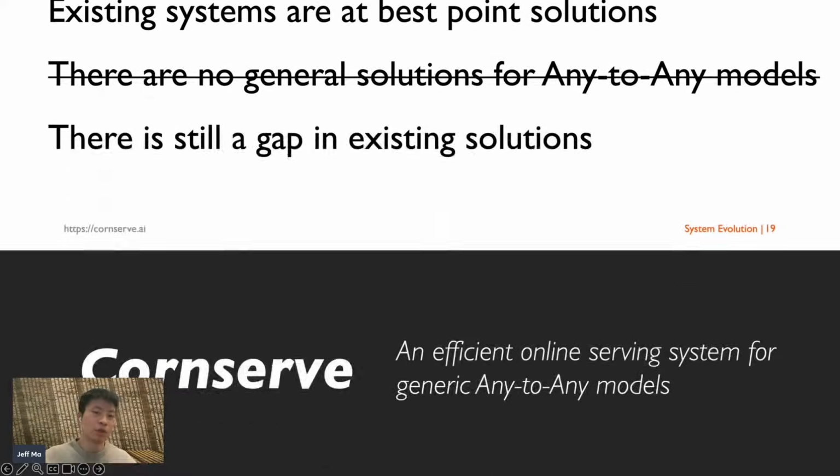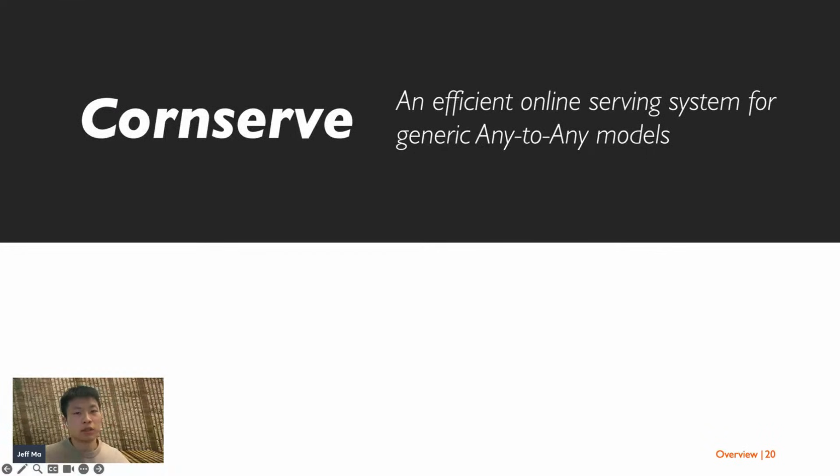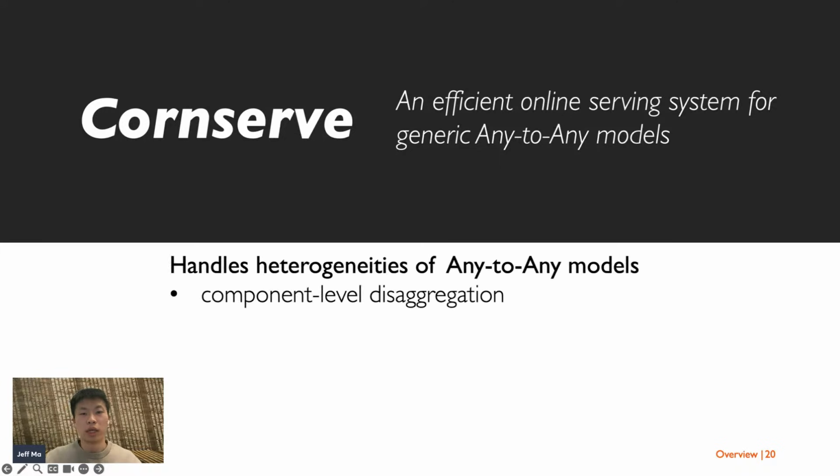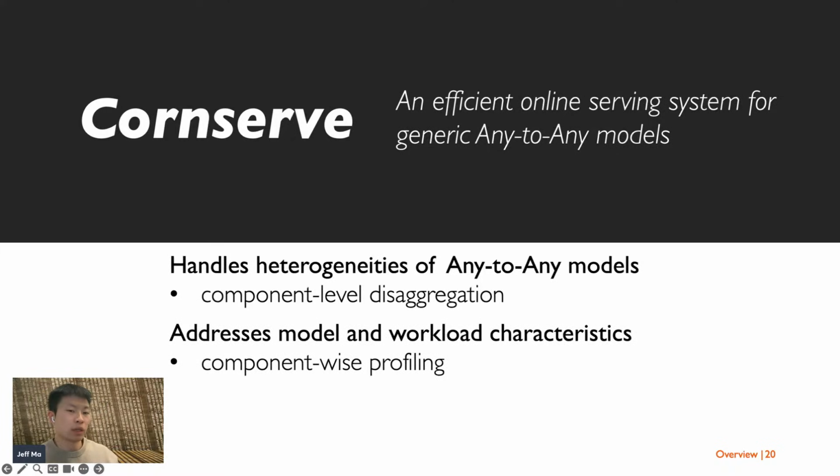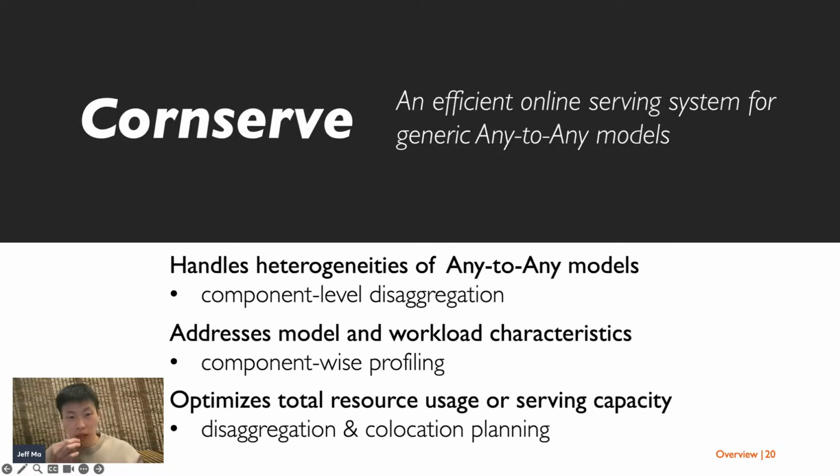So here we present Cornserve, an efficient online serving system we built from scratch that natively supports generic any-to-any models. We handle the inherent heterogeneities of any-to-any models, including request heterogeneity and component heterogeneity, through model component level disaggregation. We address the model and workload characteristics through component-wise profiling. And in the end, we optimize the total resource usage or serving capacity through disaggregation and co-location planning.